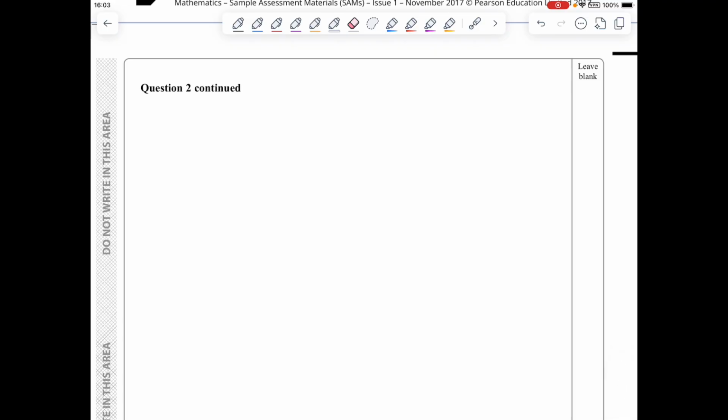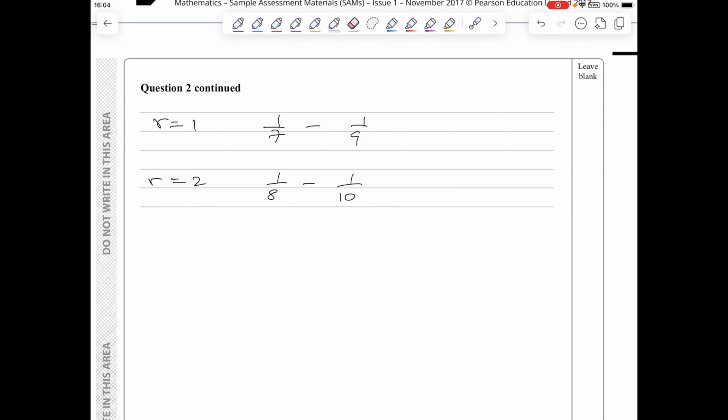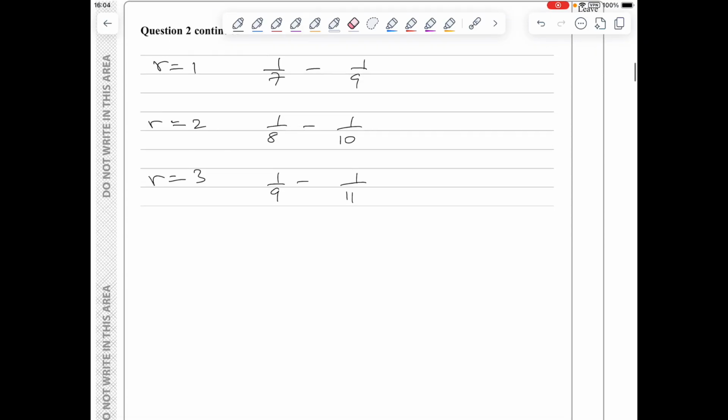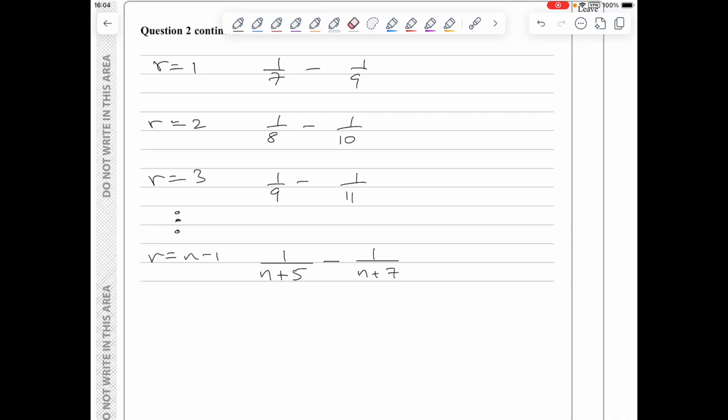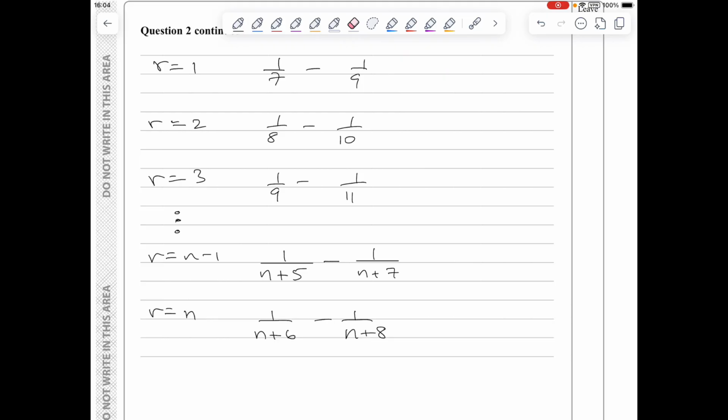So now I will let r be equal to 1. So I get 1 over 7 minus 1 over 9. When r is 2, I get 1 over 8 minus 1 over 10. When r is 3, 1 over 9 minus 1 over 11. And I can keep going up until the term r equals n minus 1, which will give me 1 over (n+5) minus 1 over (n+7). And finally, when r is equal to n, the last term, I get 1 over (n+6) minus 1 over (n+8).